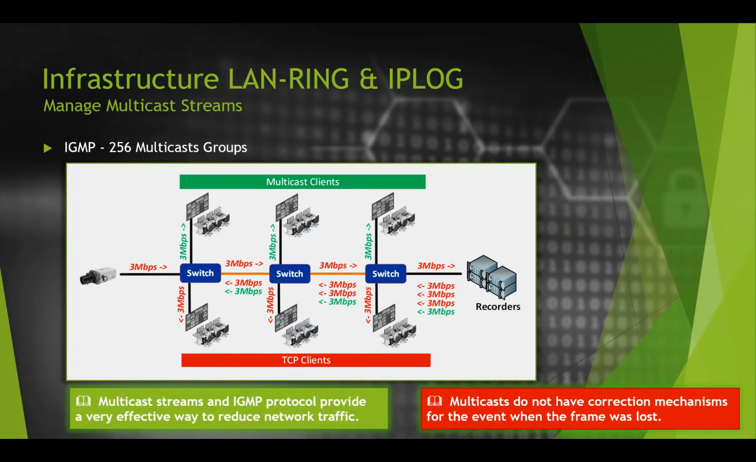Unicast TCP and multicast streams usually have the biggest impact on traffic load.